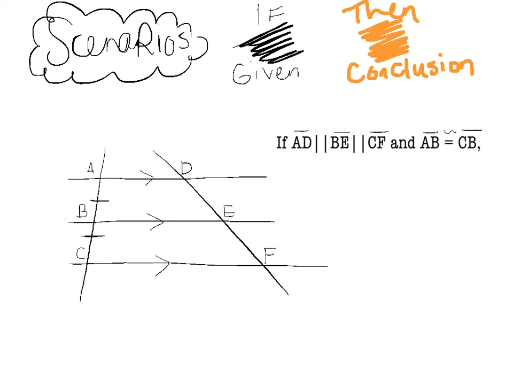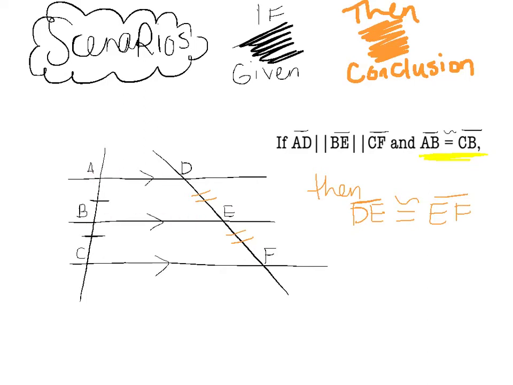Well, first of all, instead of having 1 set of parallel lines, we have 3 parallel lines. That's crazy. All right, if these 3 lines are parallel to each other, and let me highlight this here, and AB is congruent to CB, so these 2 sections right here, then what can we say? Well, I'm going to grab my orange marker. If this is true, then I can say that these segments are congruent. Or to complete the theorem, then DE is congruent to EF.